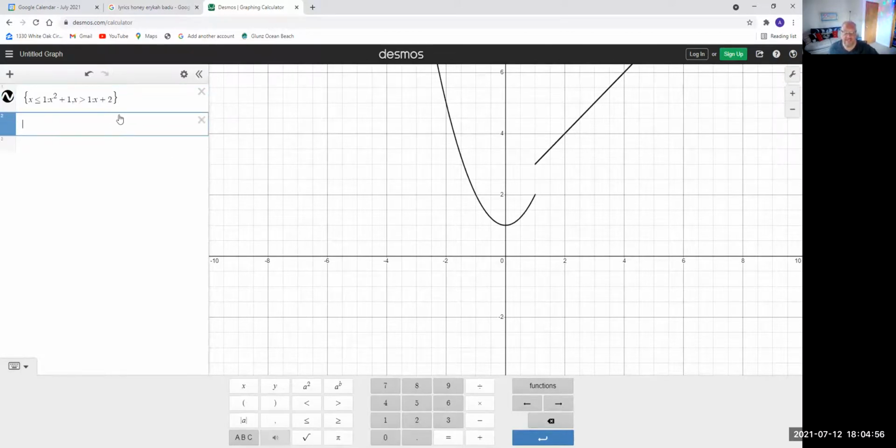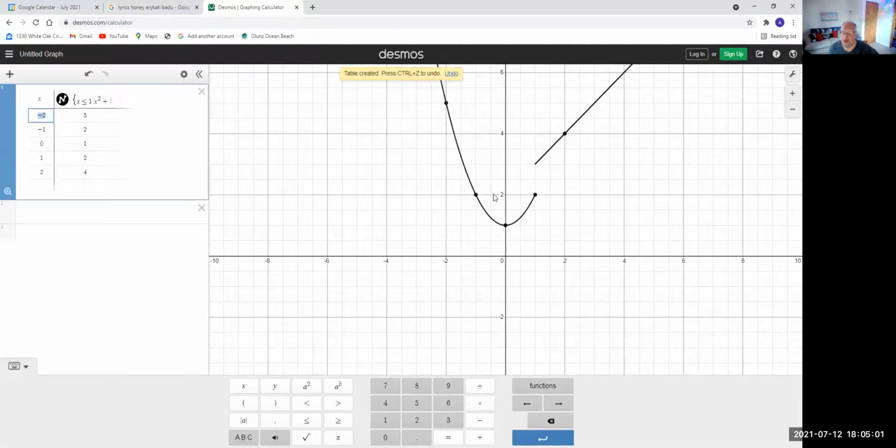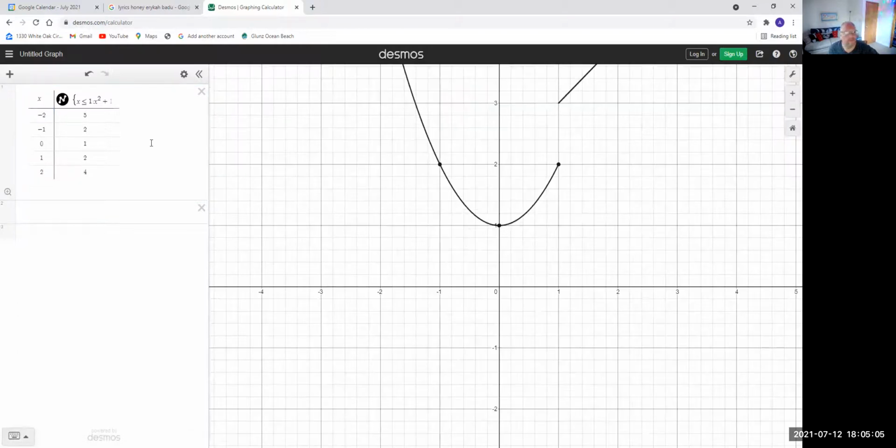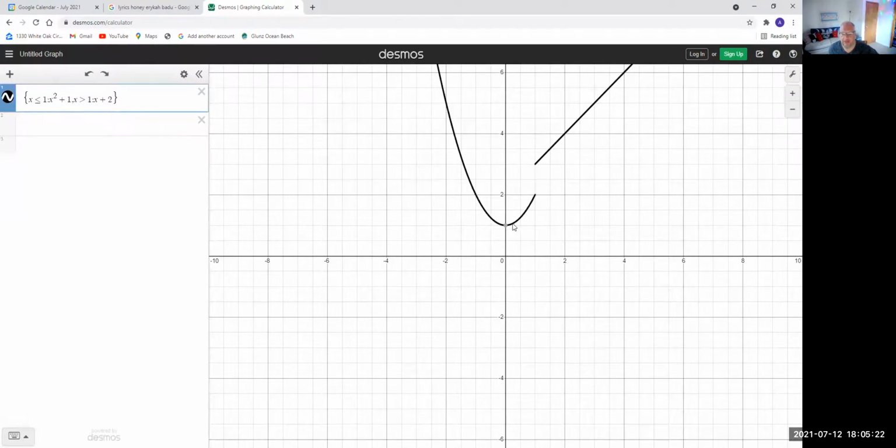Now, if it helps you, you could do a tabular analysis with this function, and you could get points. Or if it helps you, you could just click right on it. Or maybe you can't click on it because it's piecewise. There we go. So if you change it from tabular back to equation, you could click here and get points. And this is making it very clear.